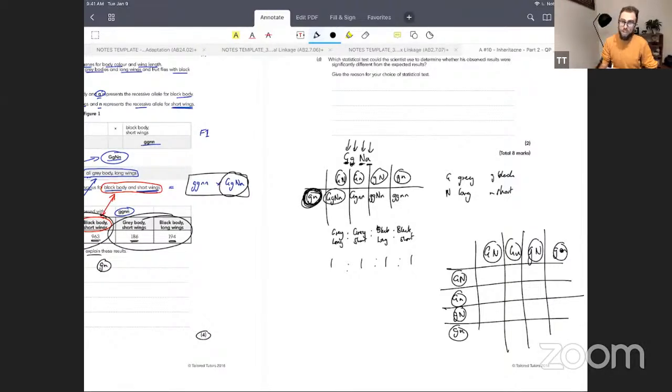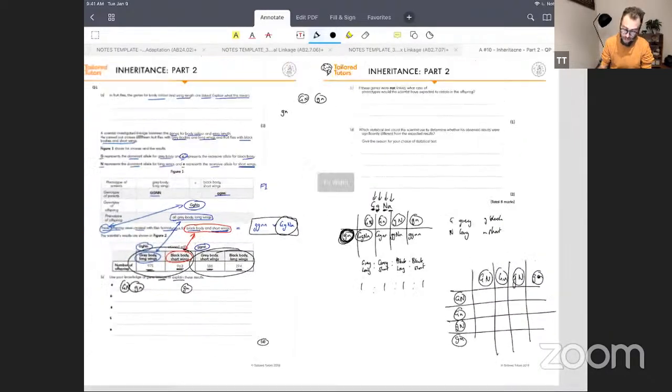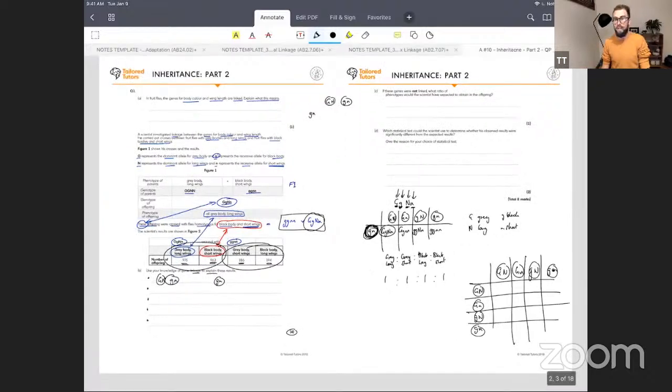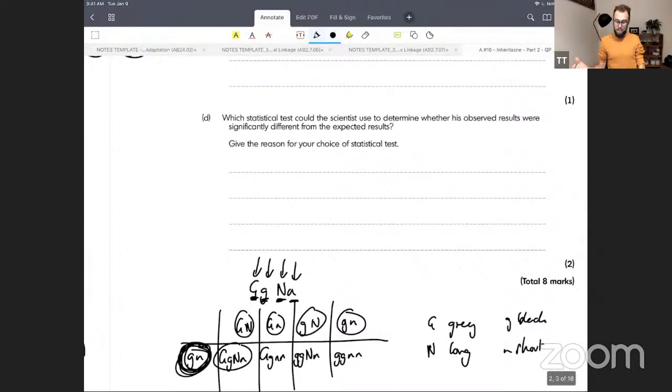So you can't just jump in with predicted phenotypes or phenotypic ratios. You basically have to follow the question through, and the new spec is going to test you like that. That's how it's going to be. And yes, it is the chi-squared test. And give a reason. Anyone who was in my statistics live class the other week, what's the reason for the chi-squared test?